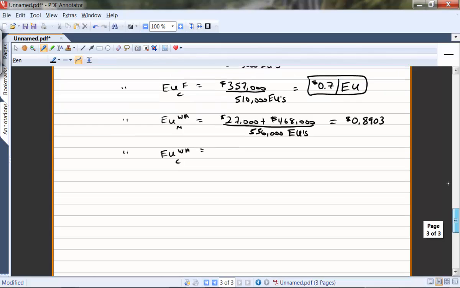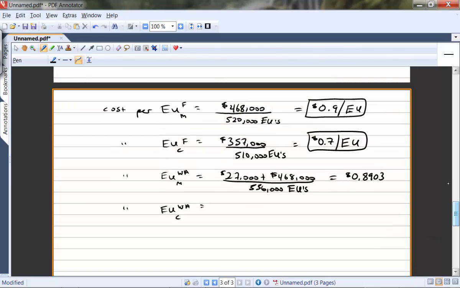You can see it's pretty close to the FIFO cost per equivalent unit for materials. It's pretty close to 0.9, but it's not the same. Because I'm rounding this decimal, when we do our cost reconciliation later, we won't exactly be able to reconcile the cost. It'll be off by a few dollars due to this rounding. But if you kept this full decimal in your calculator and used it throughout your calculations, you would be able to reconcile the costs exactly.